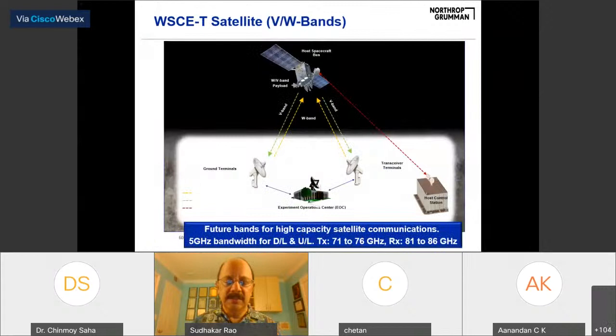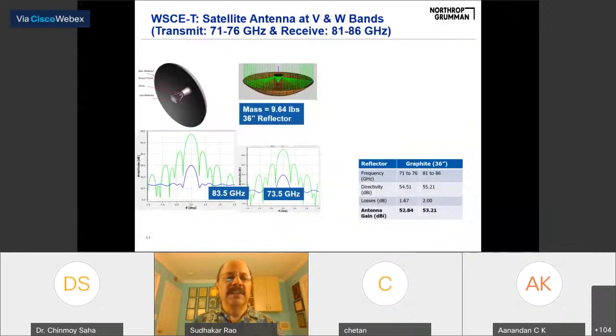And then we have a contract to build the actual satellite. The previous one, we call it Whiskey T, was the experimental satellite. This is the actual satellite. It covers 71 to 76 gigahertz on the transmit side, and 81 to 86 gigahertz on the receive side. It's a 36-inch reflector, ADE type design, with a diplex feed. So it covers both frequency bands, and you can see the gain.